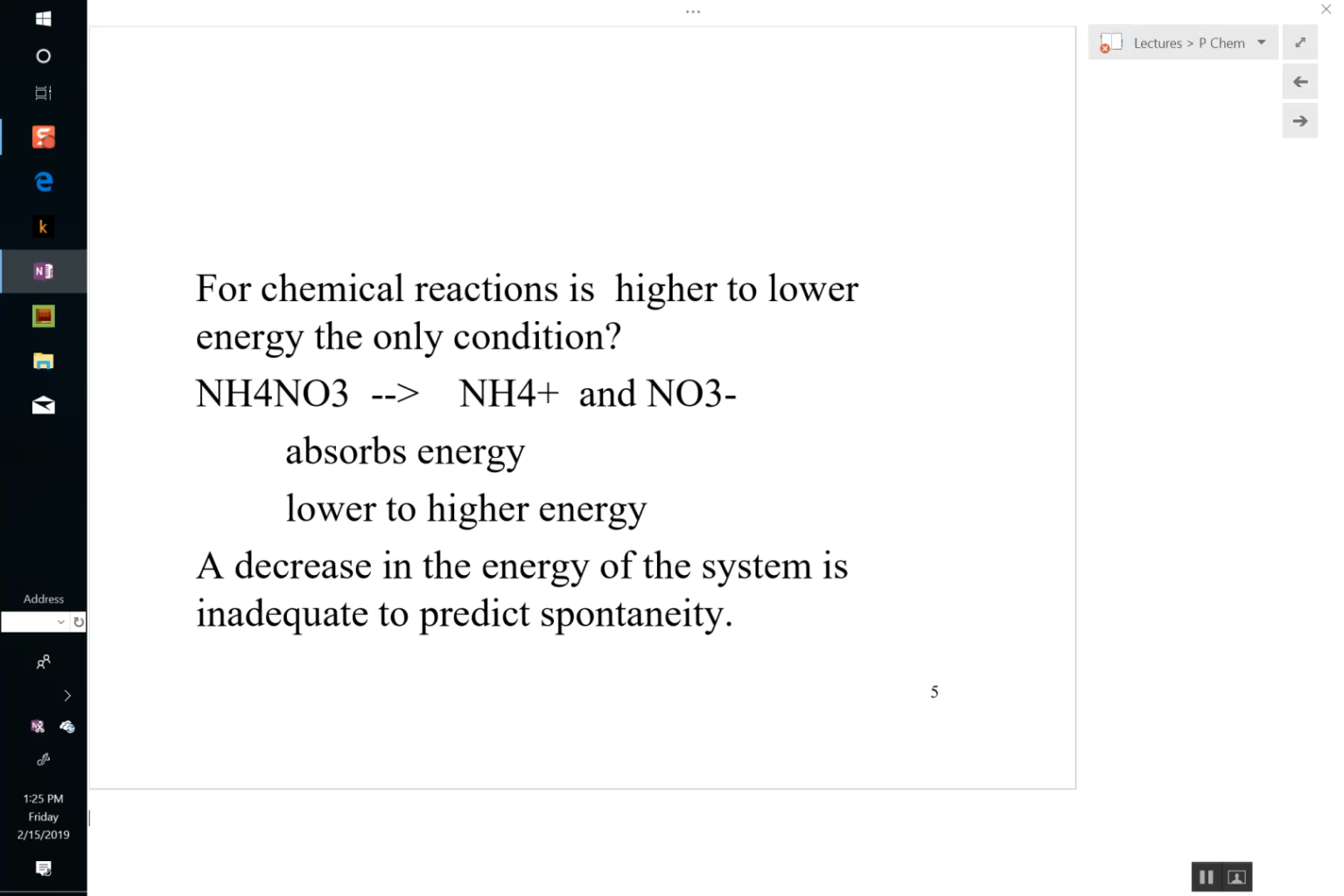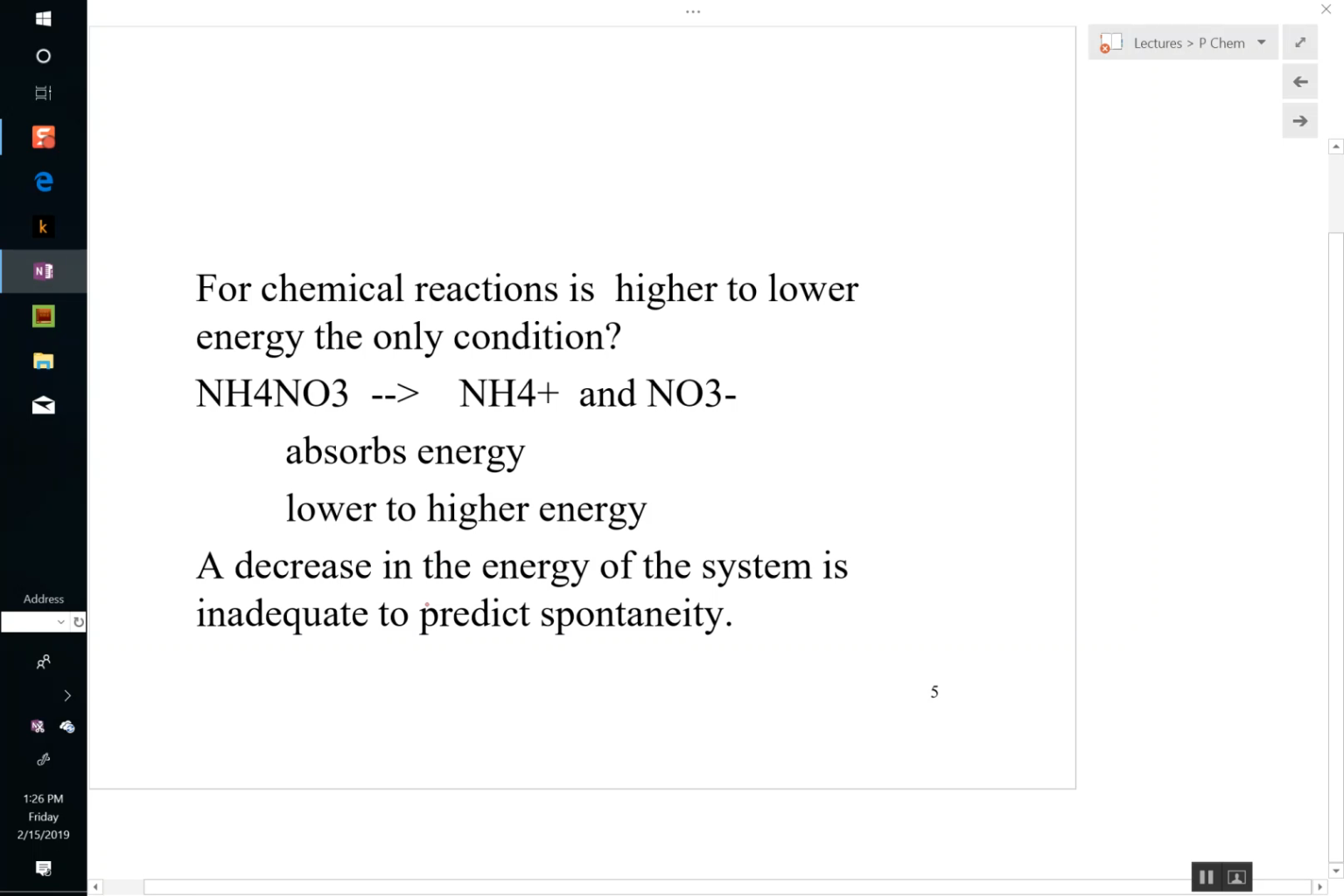But is that the only condition for spontaneity? And the answer is no. And I mentioned the ammonium nitrate. It does not release energy to dissolve in water. It actually absorbs energy, but it dissolves in water. So what's going on here? It is increasing entropy. Entropy is increasing here. We're going from a very highly defined crystalline solid to all these ions floating around in a solution.